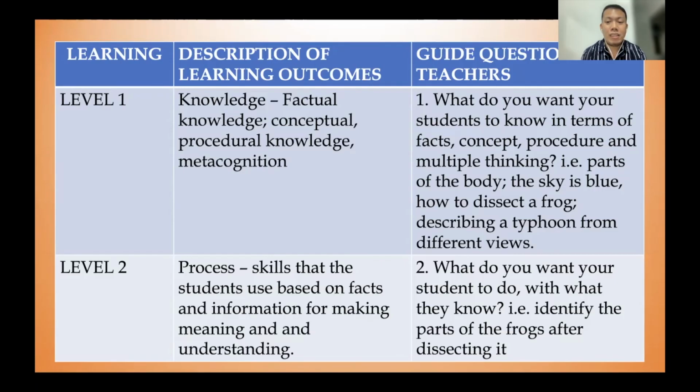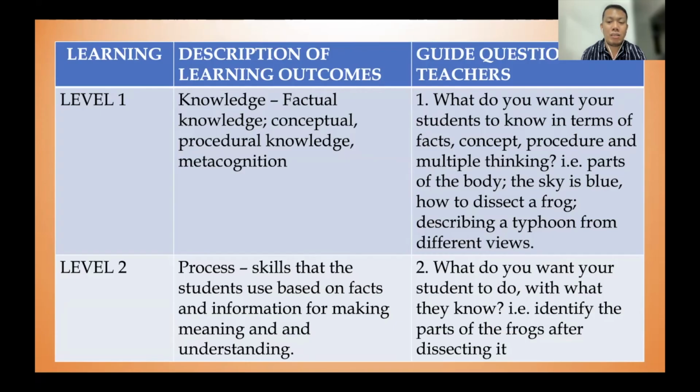And then examples are parts of the body, the sky is blue, how to dissect a frog, describing a typhoon from different views, and so on and so forth. So basically, this is the usual knowledge that we use. Memorizing things, identifying anything by observation. So that is knowledge. So level two is about process, skills that the students use based on facts and information for making meaning and understanding.